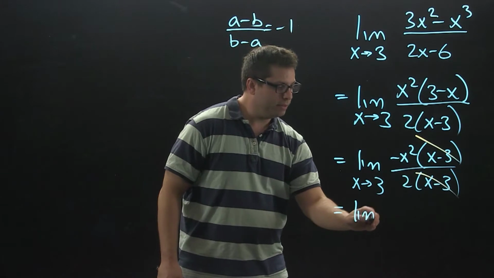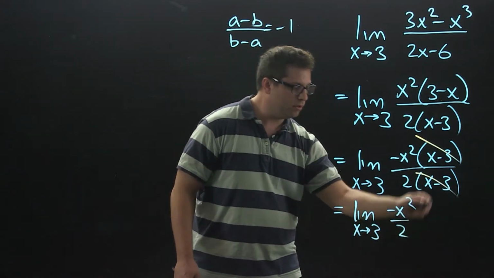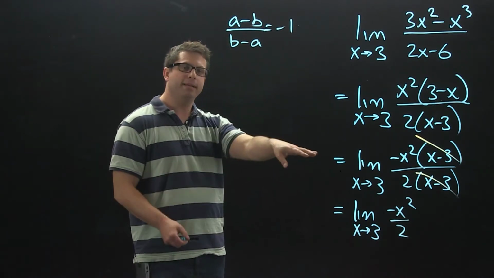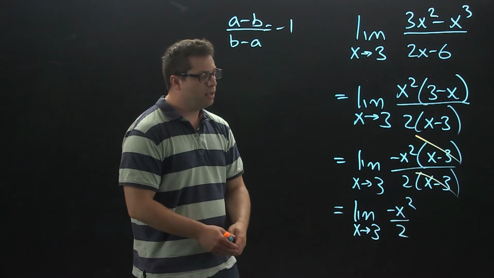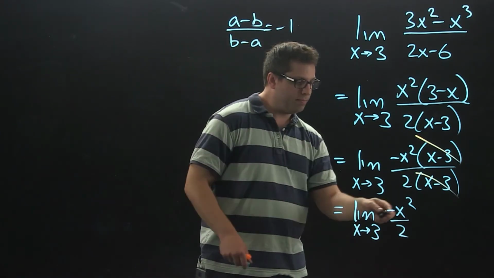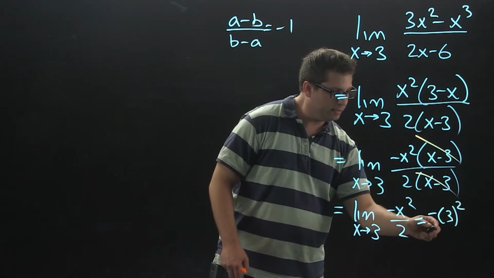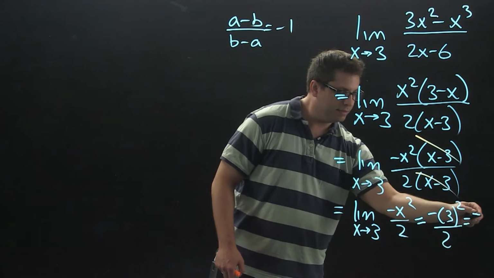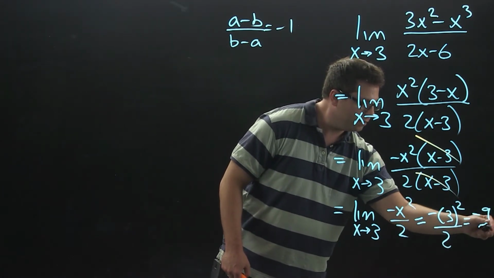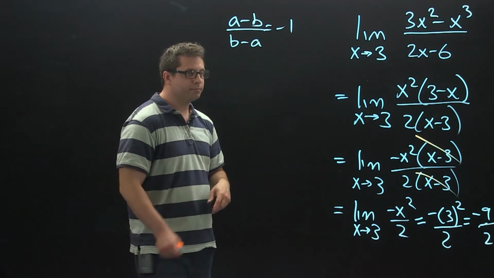We're going to be left with the limit as x approaches 3 of negative x squared all over 2. So let's go ahead and plug in 3 again. If we get 0 over 0, it just means we have to keep doing this. Fortunately, when I plug in 3, I'm going to get negative 3 squared over 2, and that's going to give us negative 9 over 2, or you can say negative 4.5.